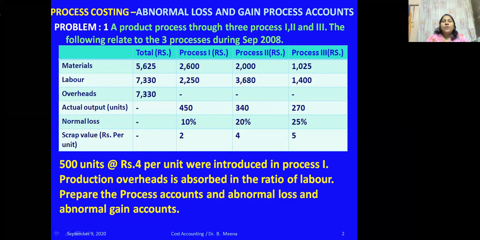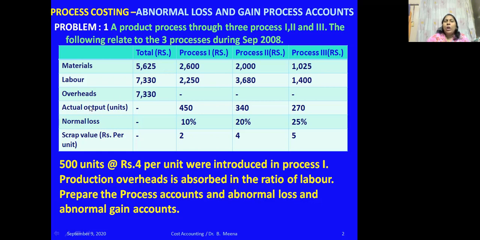Let me check one more problem under process accounts with abnormal loss and gain. A product is processed through three processes, 1, 2, and 3. The following relate to the three processes during September 2008. So look at the information. We have materials, labor, overheads. These are the expenses to be debited in the respective process 1, 2, and 3. We have the amount applicable for each expense specifically for process 1, 2, and 3 separately, and the total as well is given.